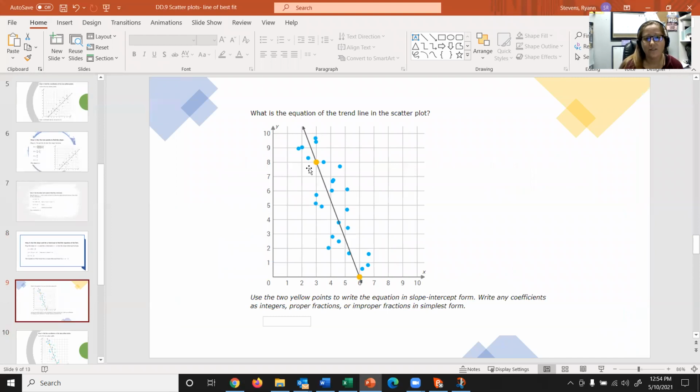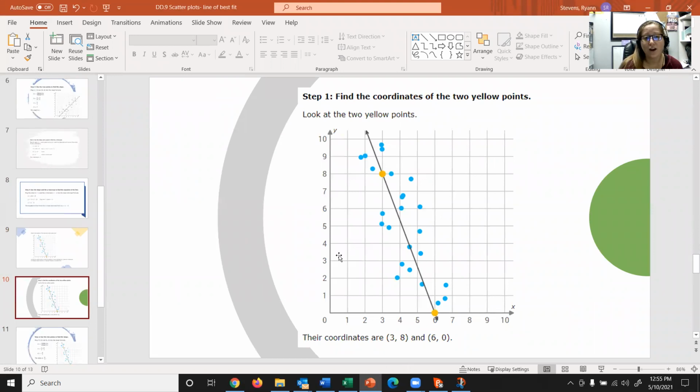So here we have this scatter plot. We've got our trend line labeled with the yellow points, okay? And we have to figure out what the equation for this line is going to be. And I encourage you guys at this point, try to pause this video and see if you can follow the steps that we just followed to get an answer. And then that way you can check your answer along with us.